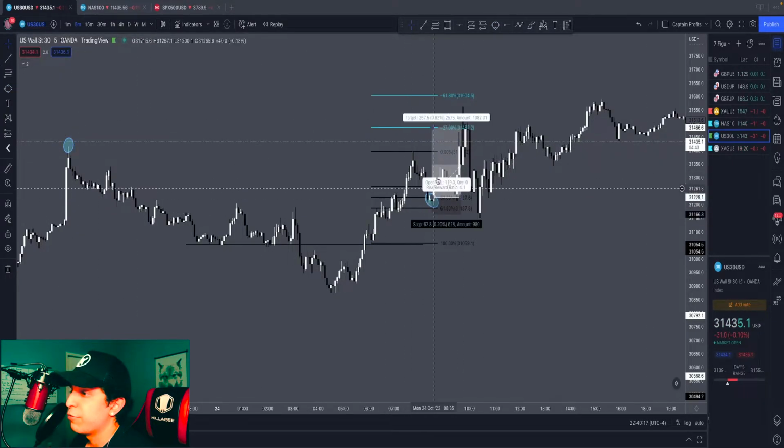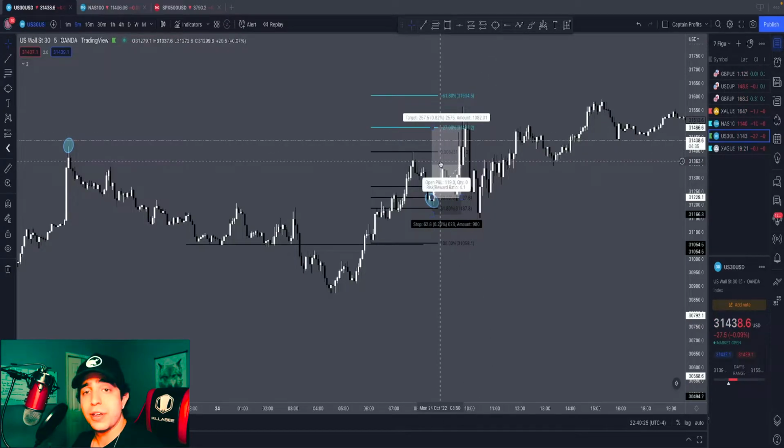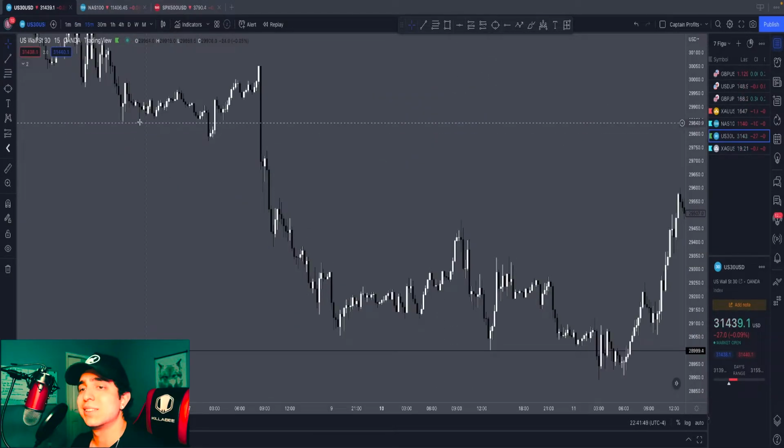And now we have price creating new highs past that zone. It could be a potential area to set a stop loss. So let's look for another example. Now, here's going to be a selling example.